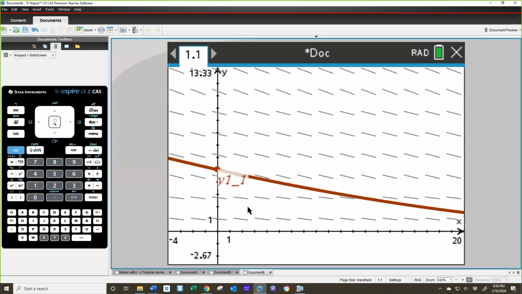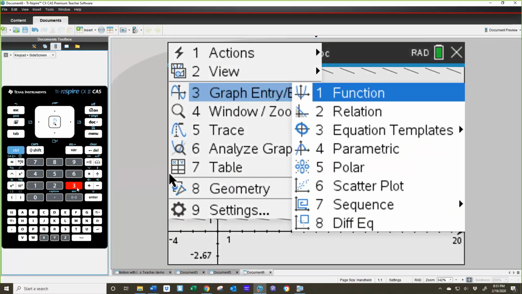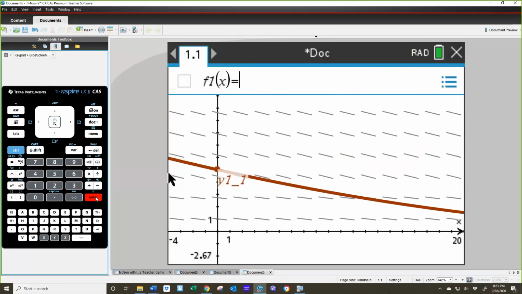And this is a beautiful aspect of the TI-Nspire. So I can go to Menu, go back to my graph entry edit, and I can actually change it back to function mode. My slope field is still there. The solution curve that the slope field produced is still there, but now I can actually input my solution, which is negative, well, let me see, I need a parenthesis first, open parenthesis here.